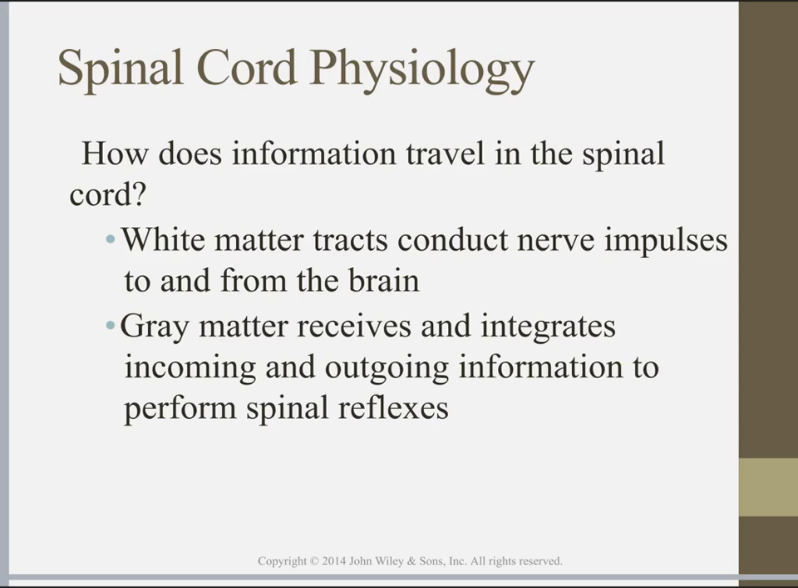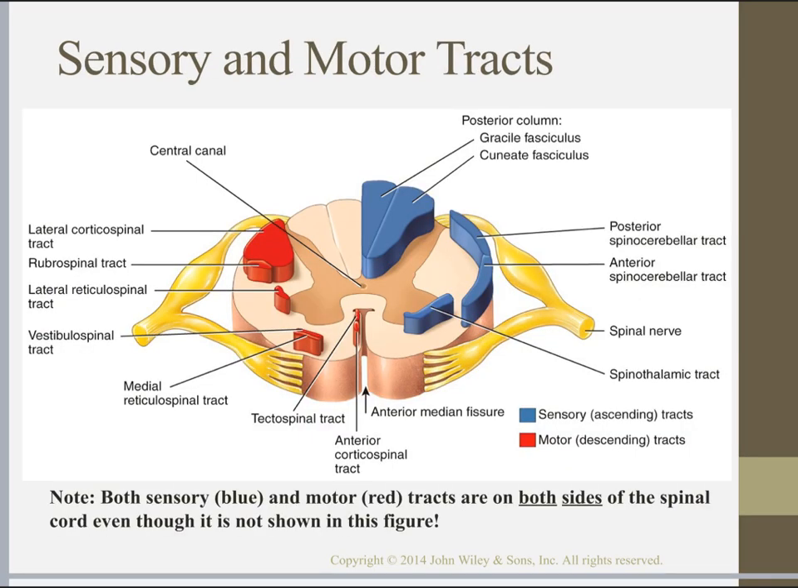Let's now examine spinal cord physiology. So the question we're going to ask is, how does information travel in and through the spinal cord? Now, remember, the white matter is myelinated, so white matter tracts conduct nerve impulses to and from the brain. Those unmyelinated gray tracts, that gray matter, receives and integrates incoming and outgoing information to perform spinal reflexes. So let's look at some of these tracts. So let's look at some sensory and motor tracts.